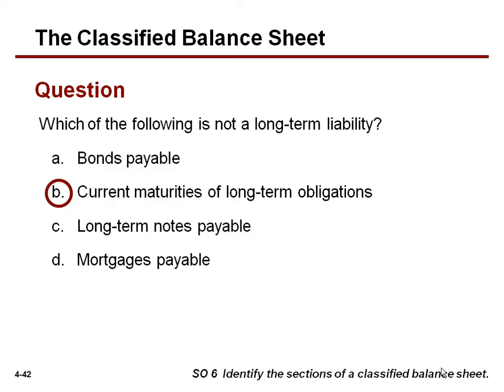Again, the distinction simply being, when is that amount due? Due within 12 months, current liability. Due beyond 12 months, long-term liability.